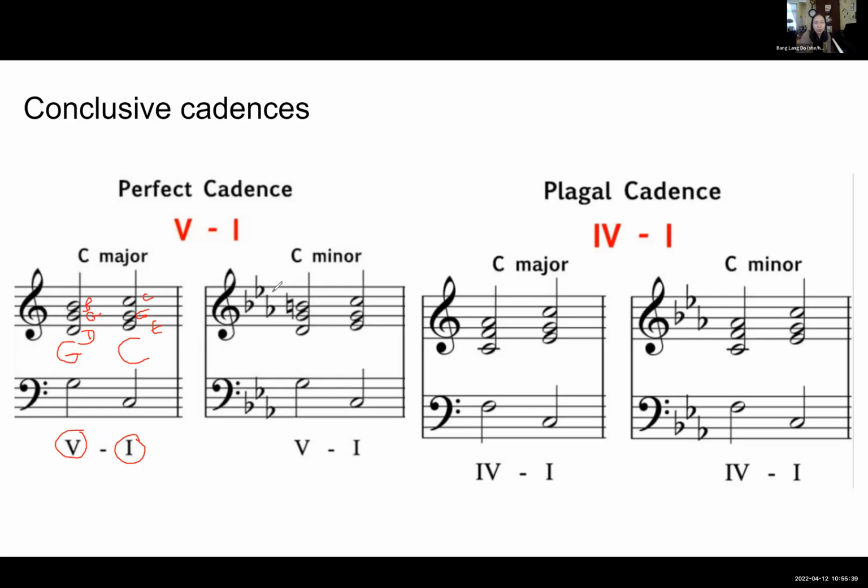Okay. Now what if you were in C minor? C minor has 3 flats at the key signature, right? But C minor, remember those chord things that we just talked about? Your chord 5 in C minor harmonic is still a major chord.